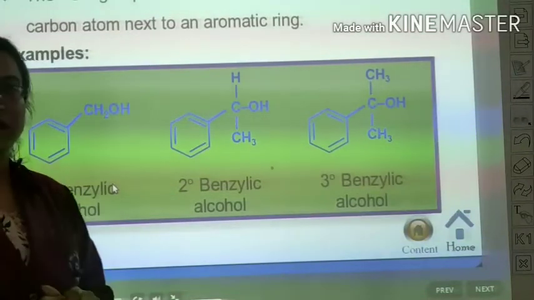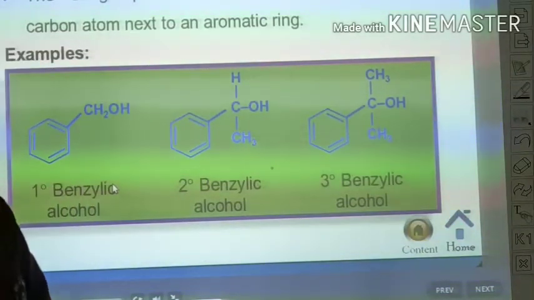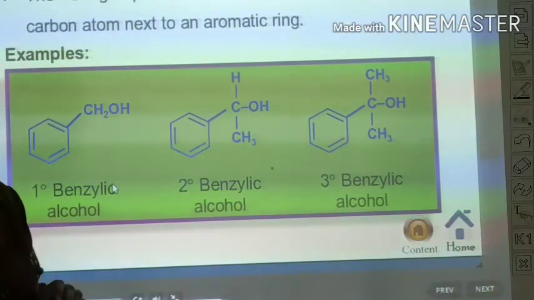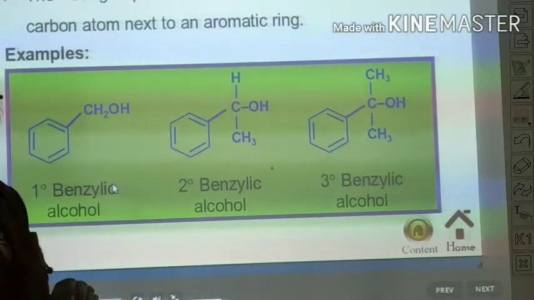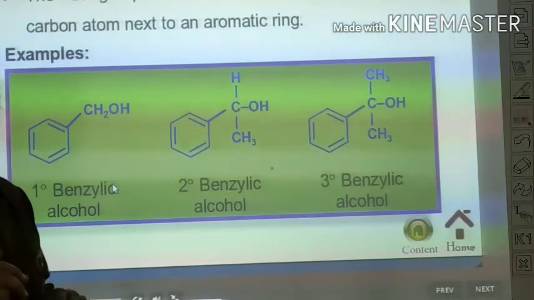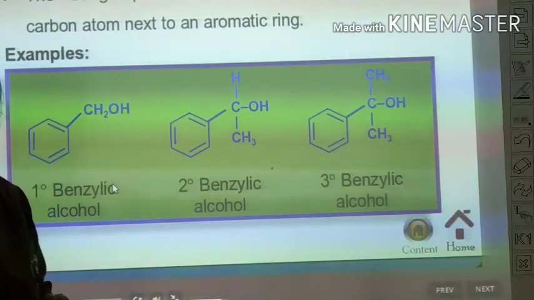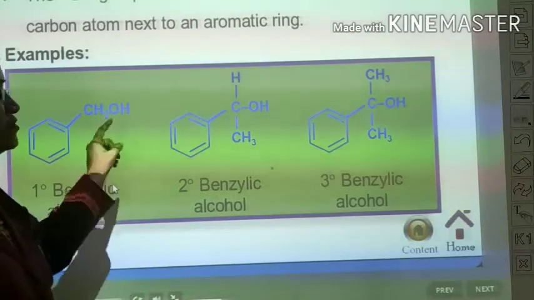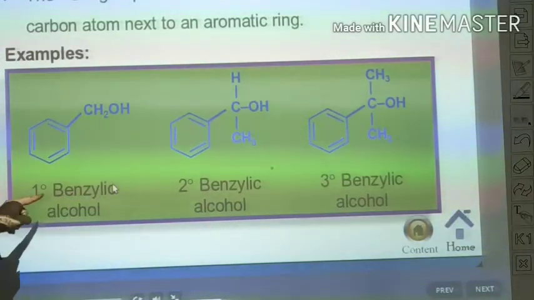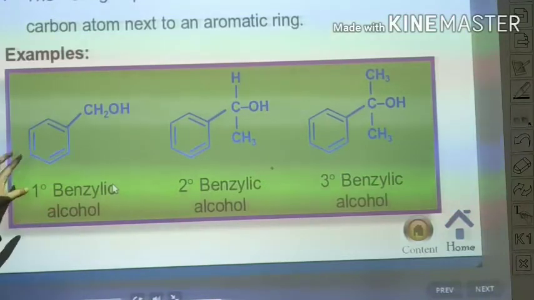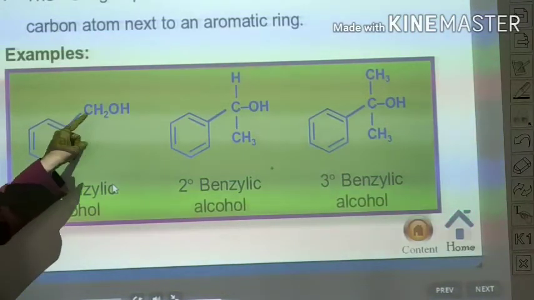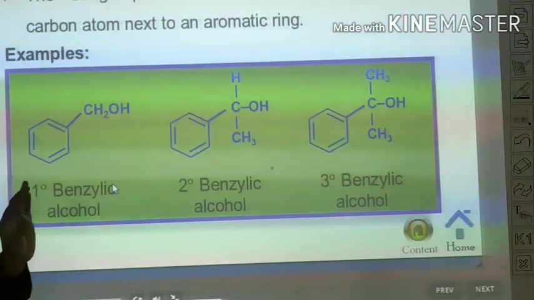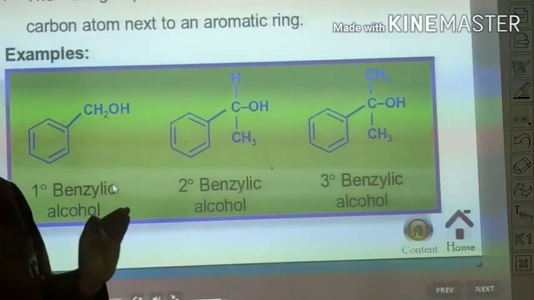Now, next is benzylic alcohol. So, what is benzylic alcohol? If the OH group is attached with the side chain of an aromatic compound, you are familiar with toluene, C6H5CH3. If you replace H from the methyl by an OH group, you get benzylic alcohol. So its formula is C6H5CH2OH. So in benzylic alcohol, the OH group is attached with the side chain of benzene.